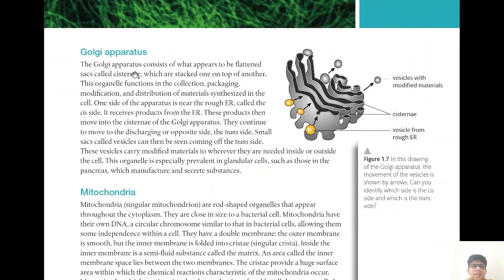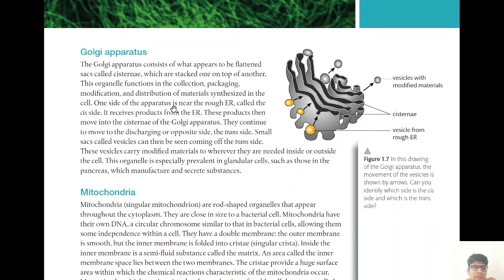Now, the Golgi apparatus. The Golgi apparatus consists of what appear to be flattened sacs called cristae, which are stacked one on top of the other. This organelle functions in the collection, packaging, modification, and distribution of materials synthesized in the cell. So the function is to modify, distribute, package, and transport materials in the cell.